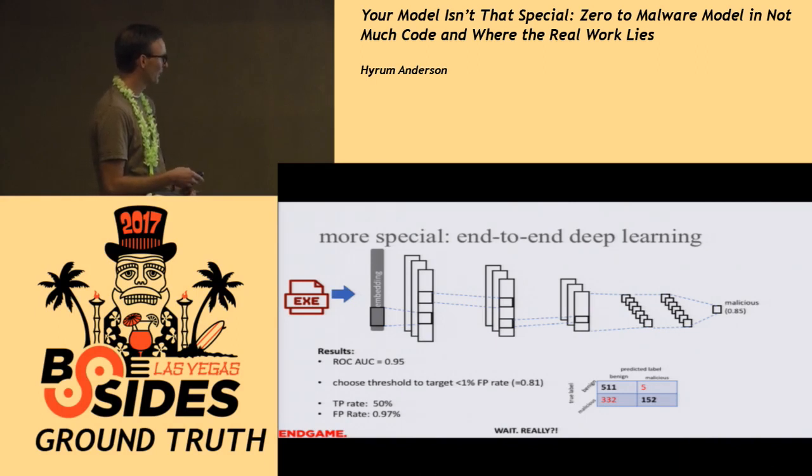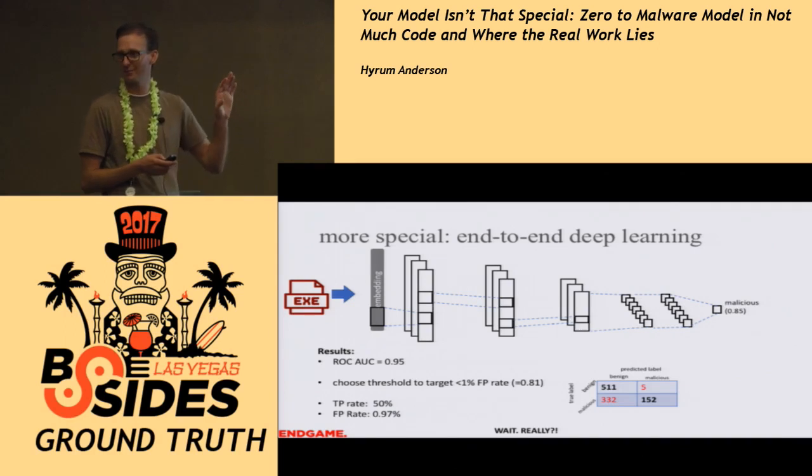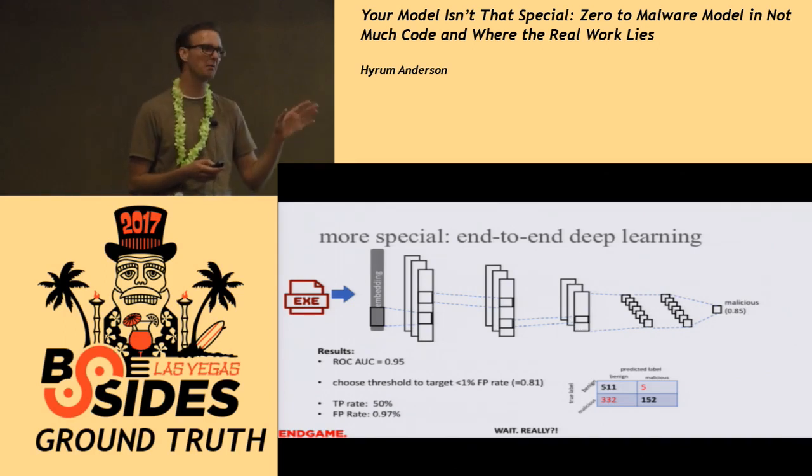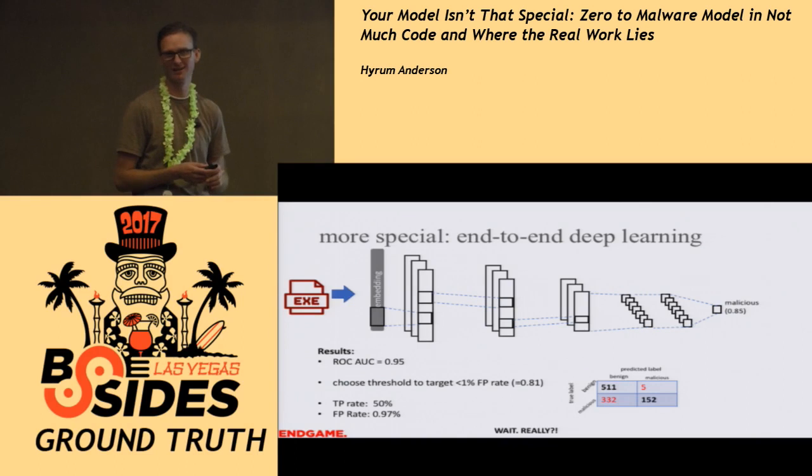So, an ROC curve of 0.95. I've set a threshold of 0.81 to lock in less than 1% false positive rate, and we get about 50% of new malware samples. Well, clearly, this is not a very special model. Whereas the previous one was maybe 1994, this is probably 2011.